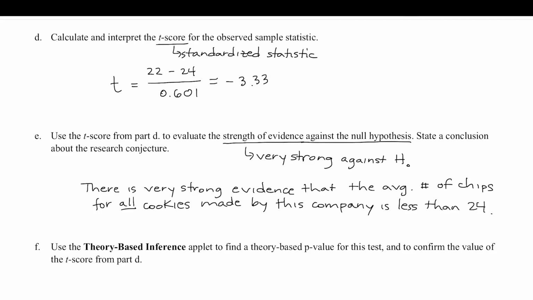Okay, so again, our conclusion is about all of the cookies that this company makes, not the sample of 40 cookies that I took. I already know about the average from that sample of 40 cookies, but I want to make a statement about all the cookies that they make. So our sample mean did turn out to be less than 24, but our question was really whether a sample mean of 22 is in the tail of a null distribution where the center is at 24.